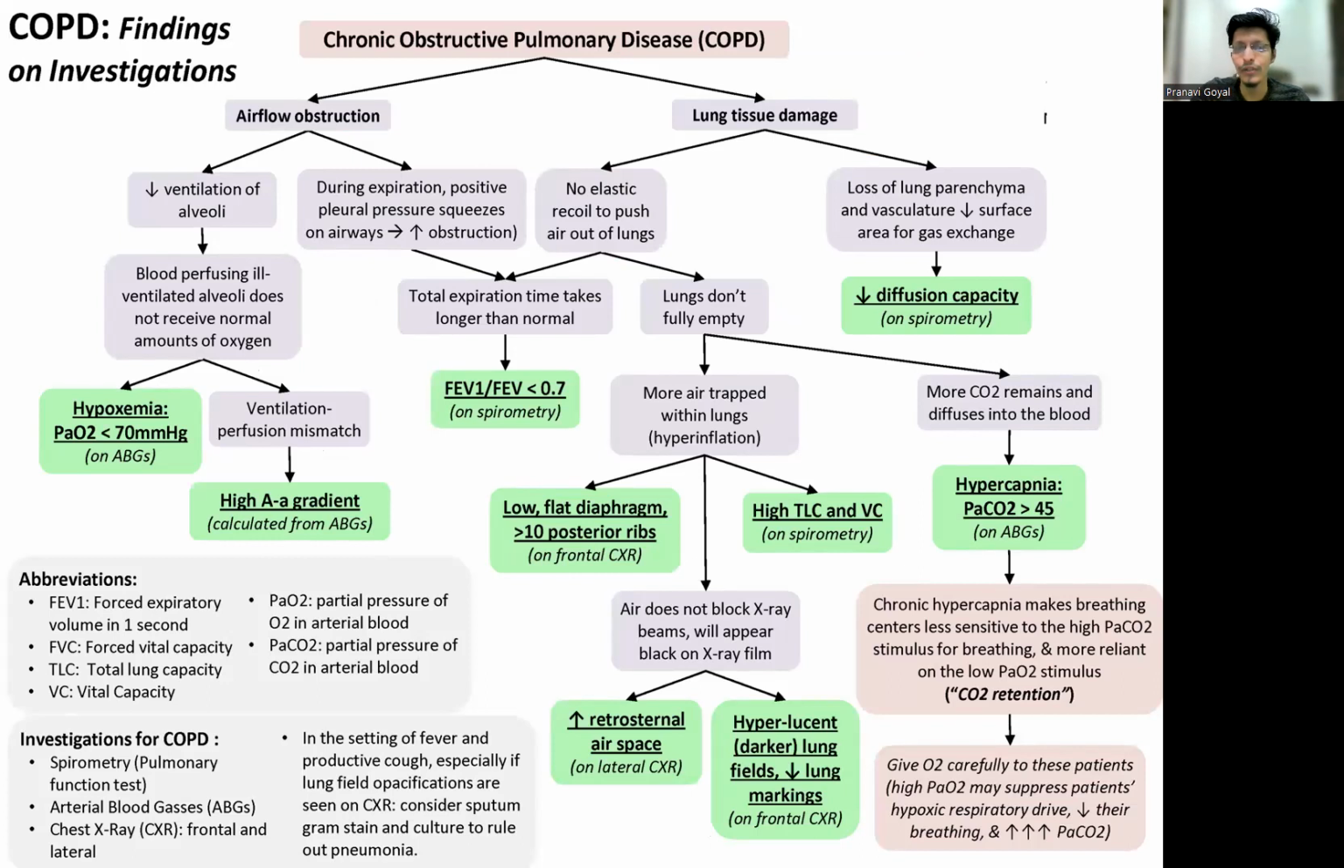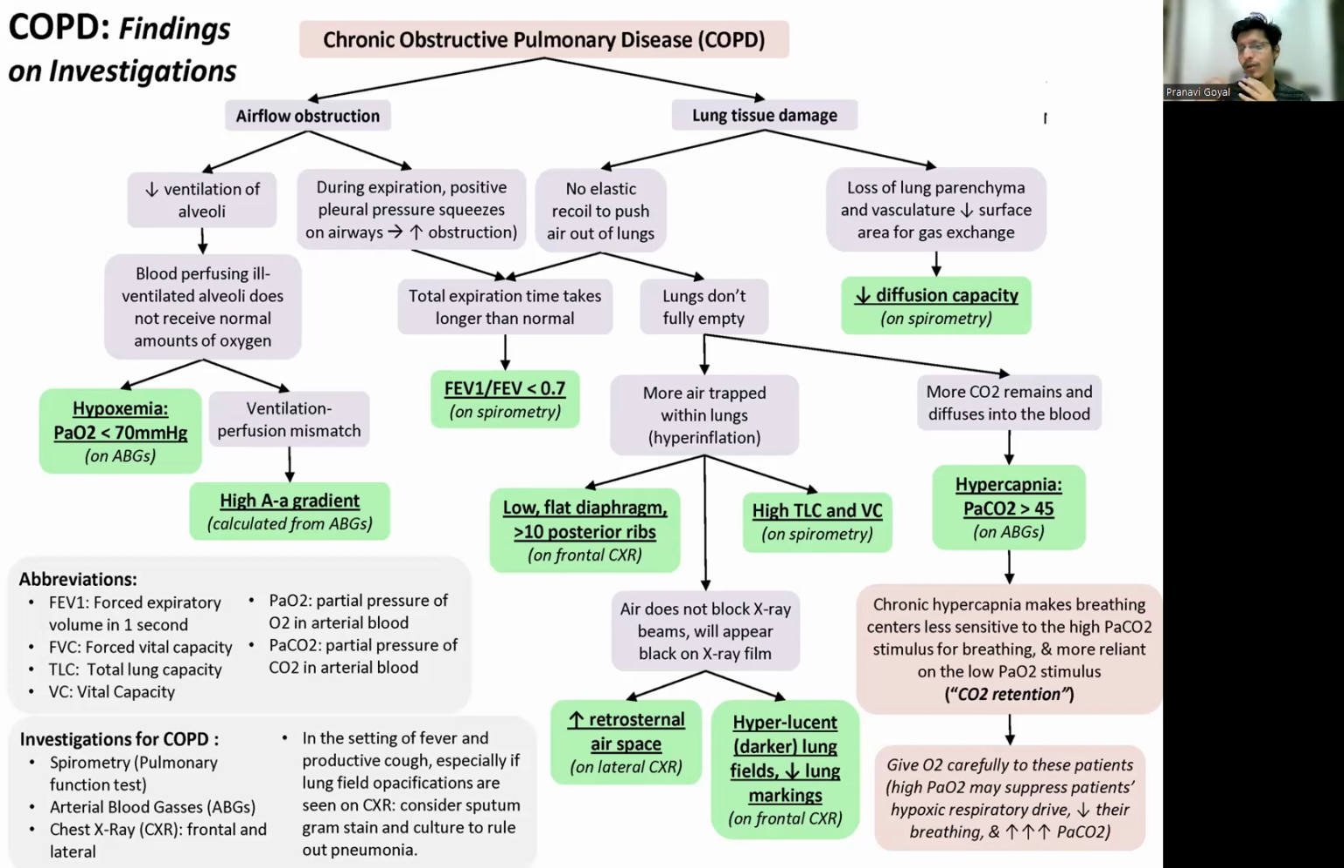Okay, then due to inspiration, there is a positive pleural pressure which causes a longer expiration time. So FEV1 upon FVC will be less than 0.7. When you take a chest X-ray PA view, you will see more than 10 ribs, and you will see a flat diaphragm. There will be a lot of air occupied inside, which gives a high total lung capacity and high vital capacity.